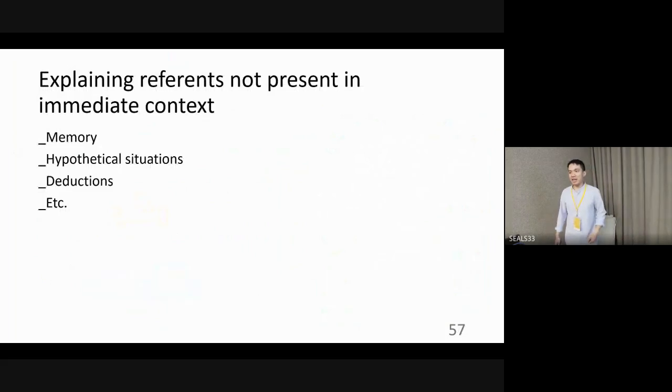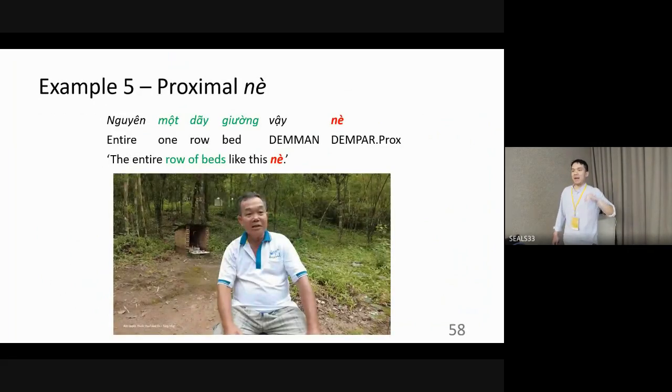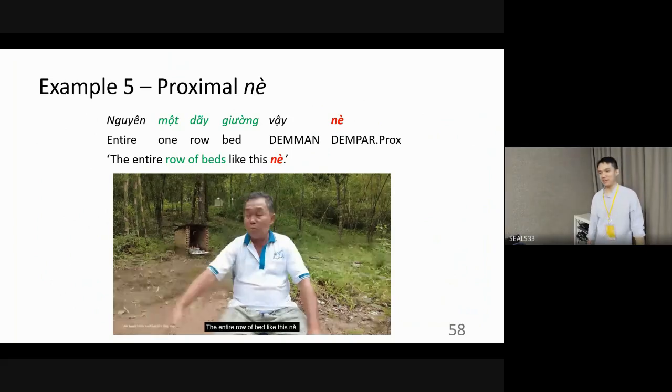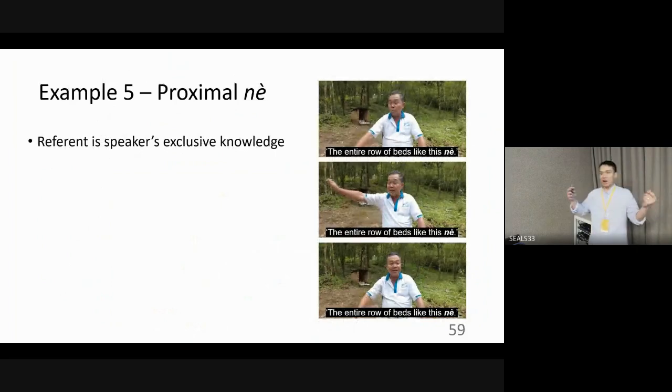So the other advantage is that it allows us to explain references that are not even in the surrounding context very easily. For example, memory, hypothetical situations. For example, this one, we see how a referent in past memory is referred to. In this example, the man on the screen talked about where he used to sleep 20 years ago. So the targeted reference is this row of beds in green here. Let's see how it plays out. Right. So even though the beds were exclusive knowledge, it became accessible to the addressee via this gesture. It's like, oh, there's a bed right here.